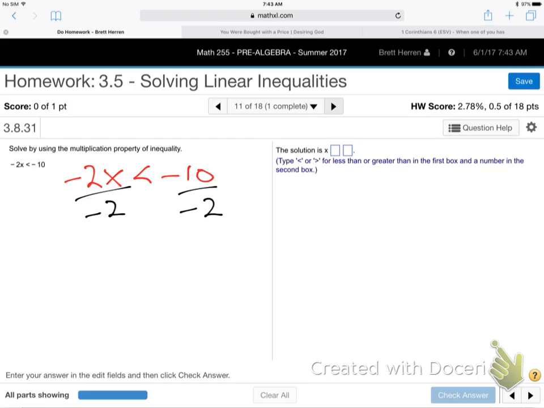Now, does anybody know, anybody seen this before? There's some kind of trick you've got to do when you divide by a negative number with a greater than, less than symbol. You gotta flip. Got to flip the sign. Have you seen that before? Right, then it makes the sign turn.